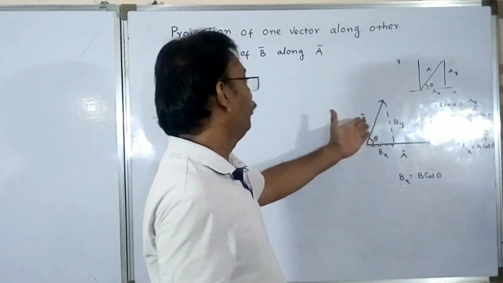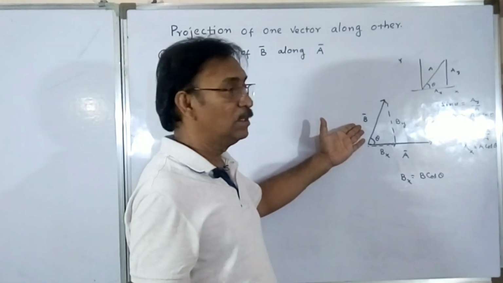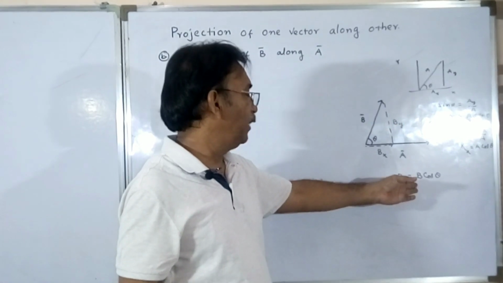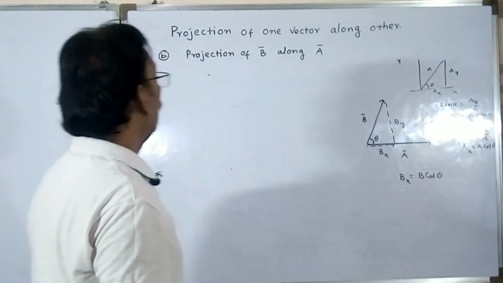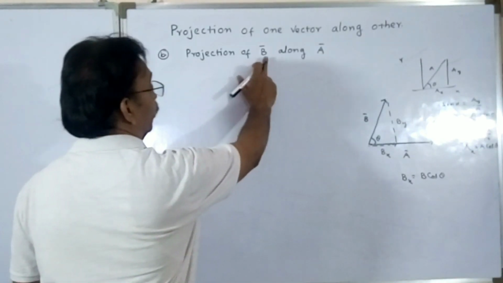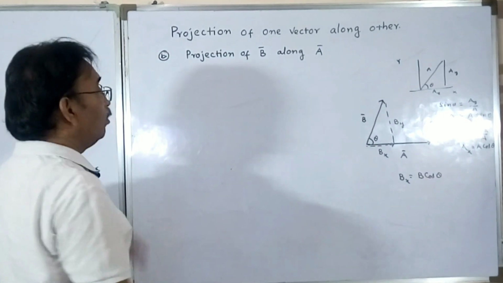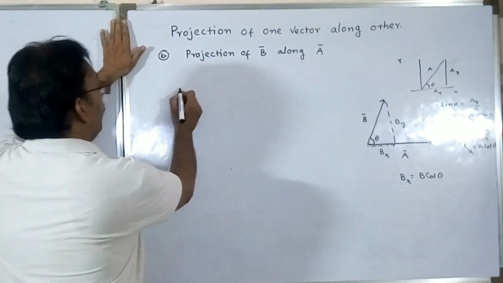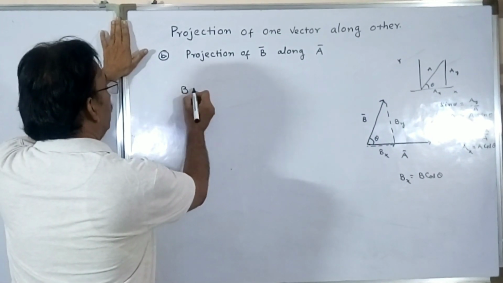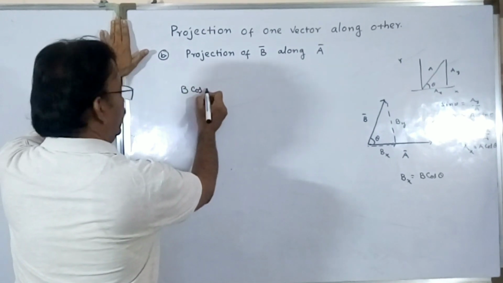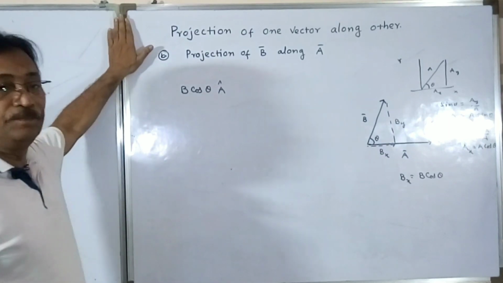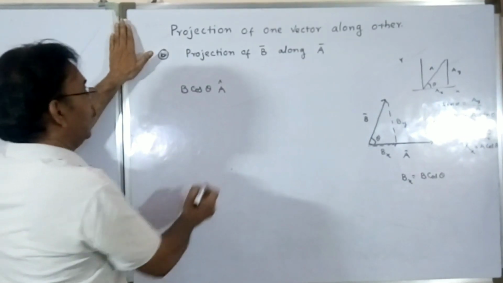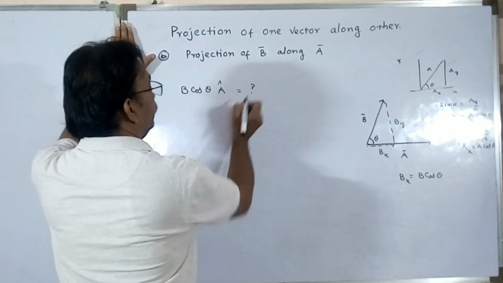Similarly, b is resolved into the components. We get by as well as bx. That's why I take the value of bx as b cos theta. What we are doing is taking the projection of B bar along A bar, that is B cos theta into the direction of A. We are doing the same thing. It is what we have to find.